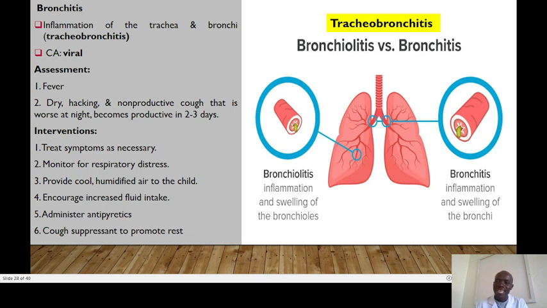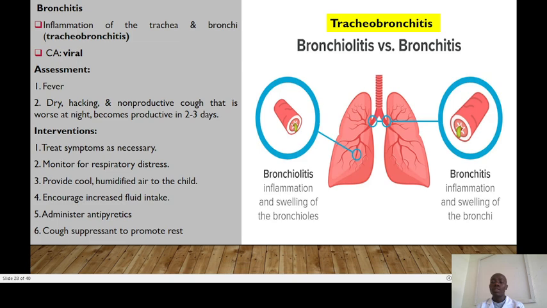Alright? Next is bronchitis. So this is the bronchus, inflammation of the trachea and the bronchus. Okay, the bronchus. Alright, so the bronchitis is here. Okay, the bronchus. This is bronchiolitis. Alright, inflammation and swelling of the bronchioles. Right? Hope you can see the difference between the two. So bronchitis can also be referred to as tracheobronchitis. So the trachea and the bronchi are the ones inflaming, and it's mainly viral.